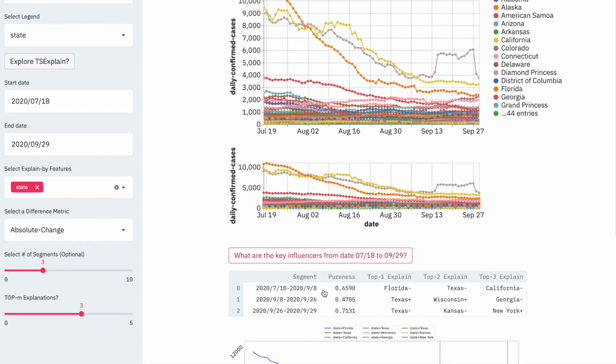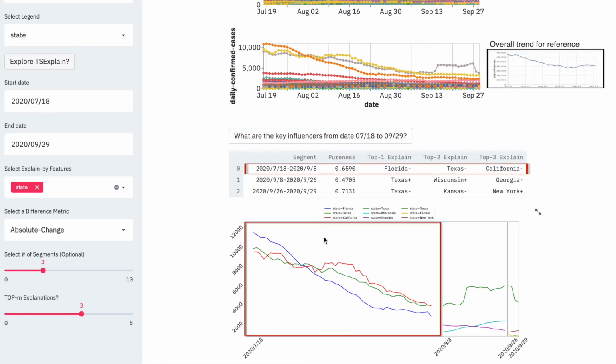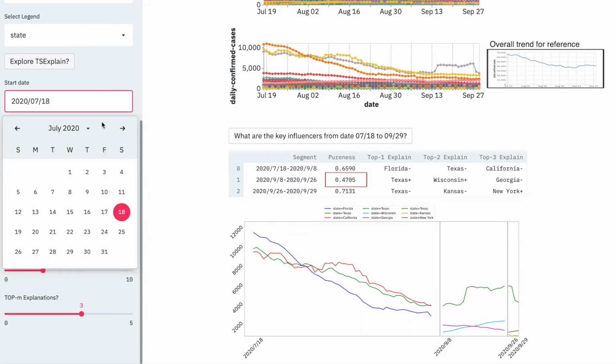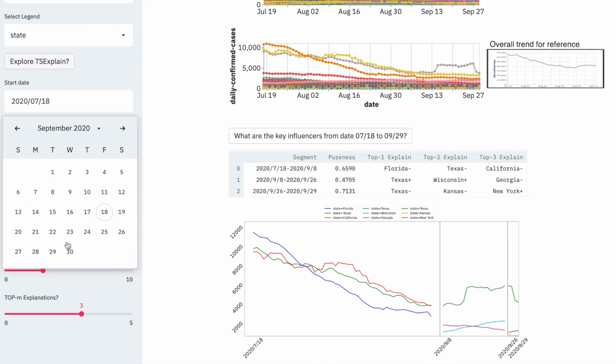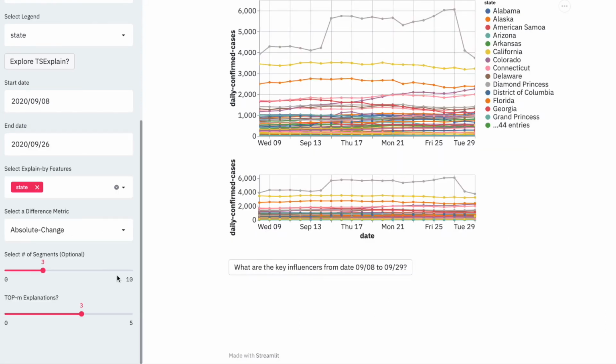Here are the results. Before September 8th, the explanations are Florida, Texas, and California. Next, the main reason is the rise of Texas and the fall of Texas. From the pureness score, we can see the first and the last segments both get pure explanations. However, from September 8th to September 26th, the pureness score is relatively low. Next step, we dig into the period from September 8th to September 26th.